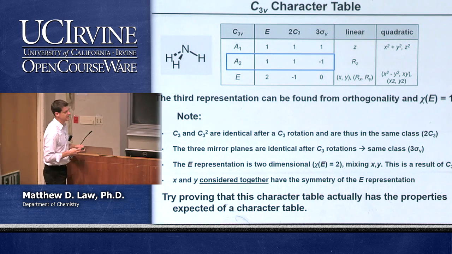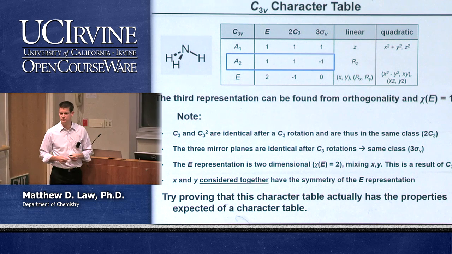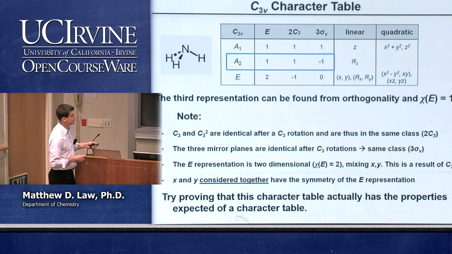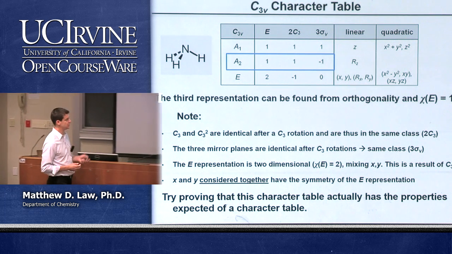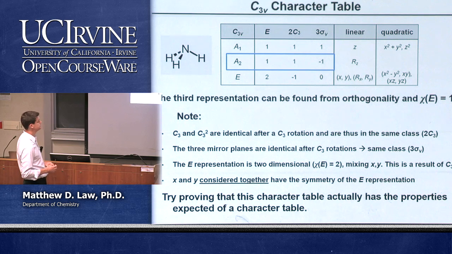The three mirror planes are identical after 120-degree rotations, in other words, after C3. And so they are also in the same class. We call those the three vertical mirror planes, and we group them up here into one column.